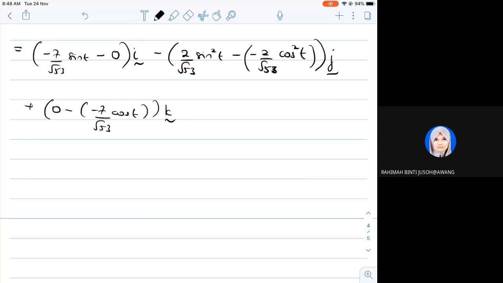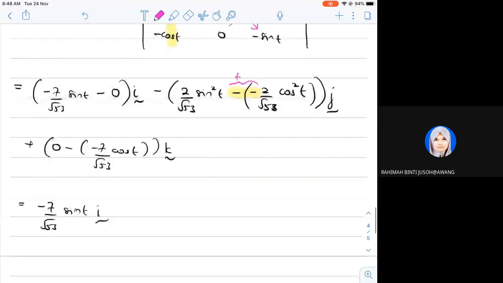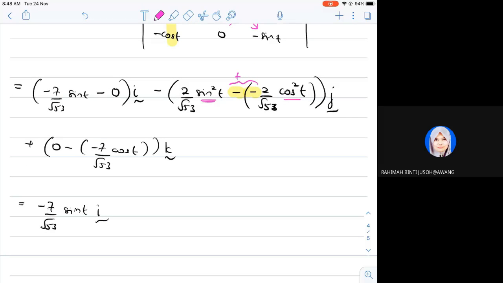Okay, so we will have negative 7 over square root 53 sine t i, and then here we have negative, so becomes positive. So we have sine squared t plus cos squared t. The coefficients are the same here, isn't it? So this is equals to 1.